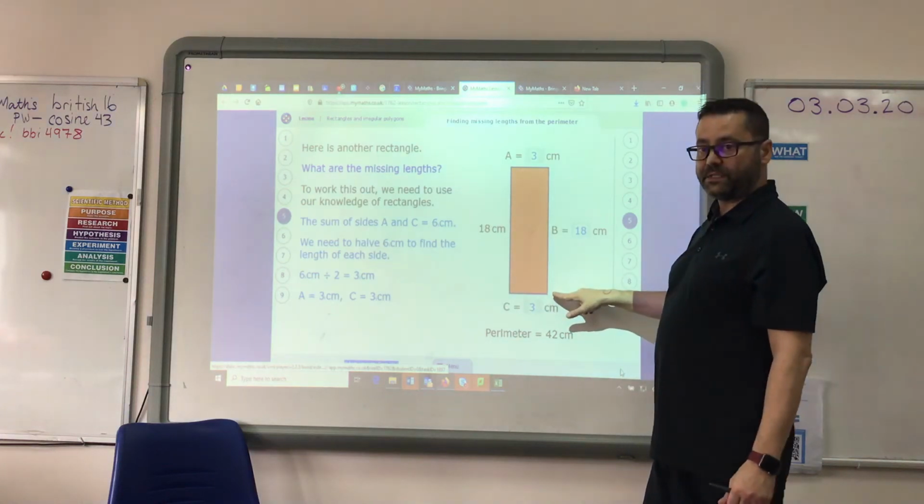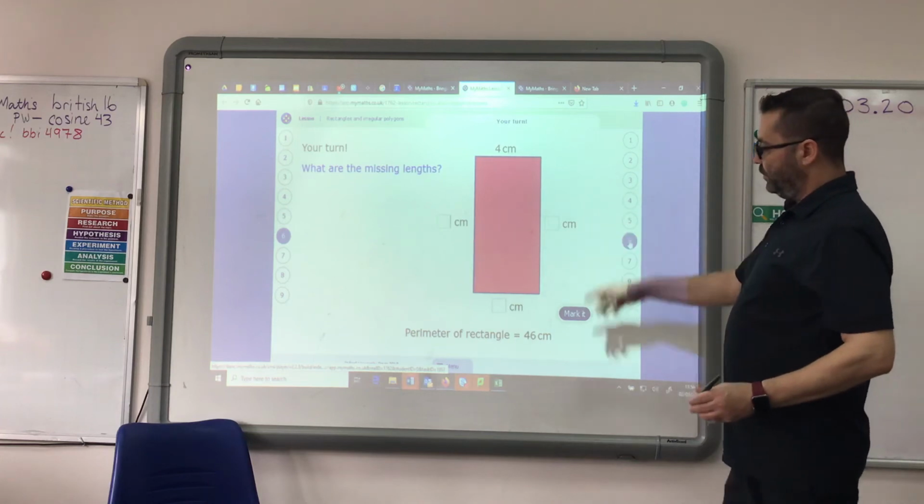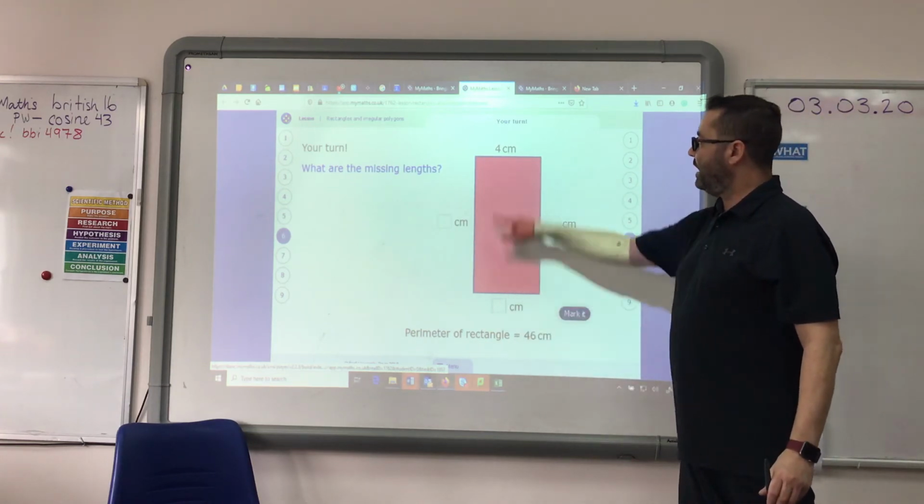So then you have a go. You have a perimeter, you have one length. Can you work out the missing sides?